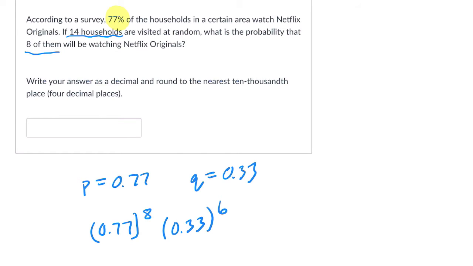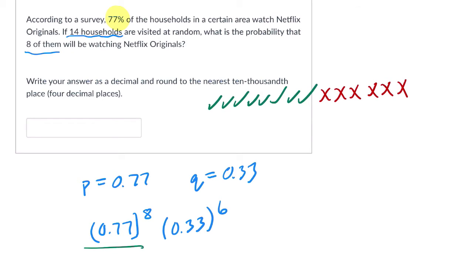Let me just write this one out. If we have 8 successes, I'll use a check mark for them watching it. So yes, yes, yes, that's 3. Yes, yes, yes, 6. Yes, yes, that's 8. 8 in a row. And then 6 not watching it. No, no, no, no, no, no.